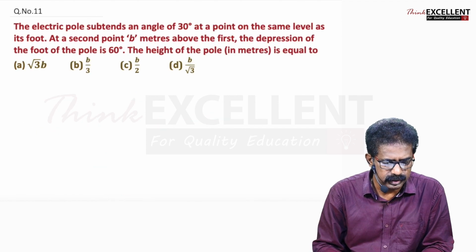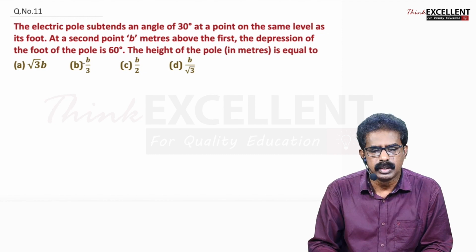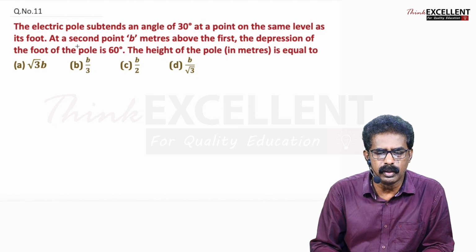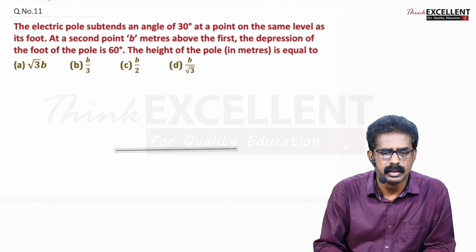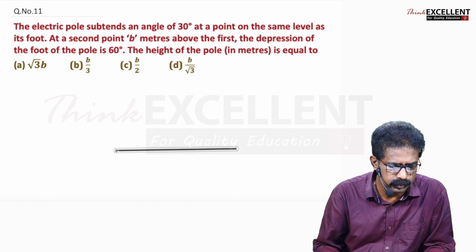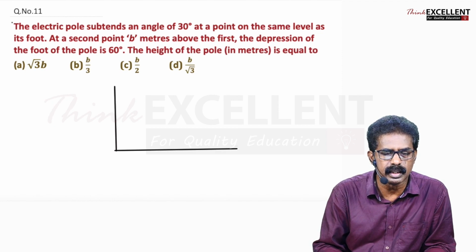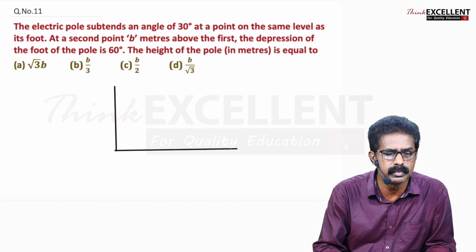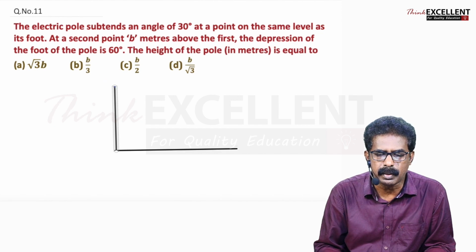Now sum number 11, you see, is a very good question. So please listen very carefully. See what is given here. An electric pole subtends an angle. See, this is the ground, and there is an electric pole. Say this is a pole. See what is given: the electric pole subtends an angle of 30 degree at a point on the same ground.